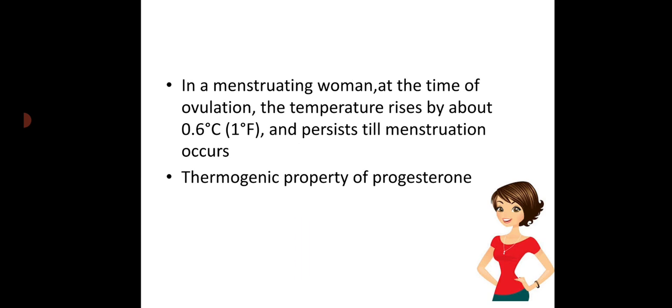In a menstruating woman, at the time of ovulation, the temperature rises by about 0.6 degrees Celsius or 1 degree Fahrenheit and persists till menstruation occurs. This is due to the thermogenic property of progesterone.